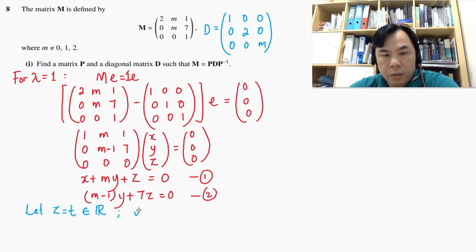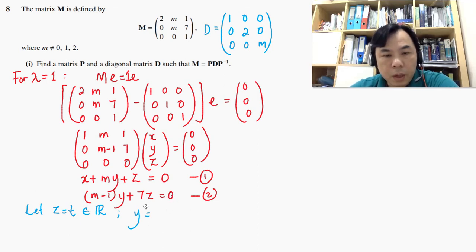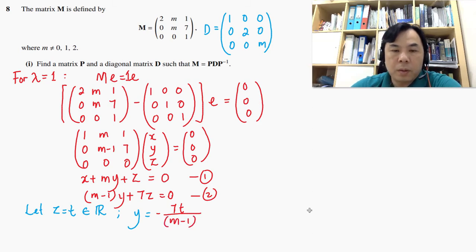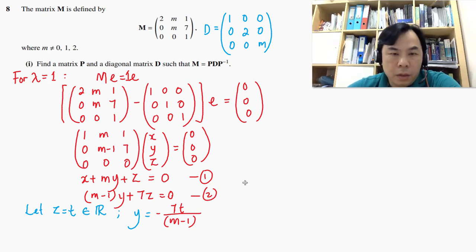Therefore, from here we can write down y is basically negative 1 over 7. Is it negative 1 over 7? Oops, sorry, copied wrongly. Just let me correct that. So therefore, y is actually negative 7t because we let z equal to t. So therefore, negative 7t divided by m minus 1. Okay, now that will be our y in this case. And then from here onwards, we can also solve for x.